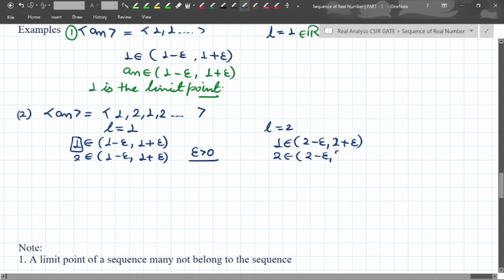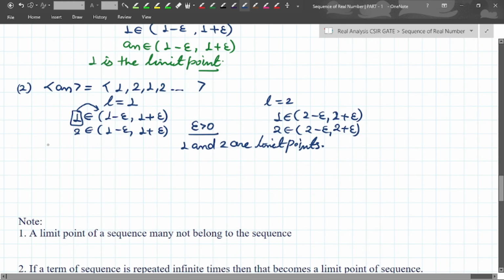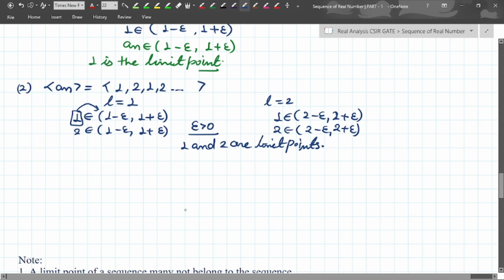Now you can see here, these both are making clusters. So 1 will cluster here, 2 will cluster nearby this interval, this open interval, basically we can say neighborhood. So 1 and 2 are limit points. So from here we can observe that for a sequence, the limit point may be more than 1. Okay, we'll conclude all the observations.